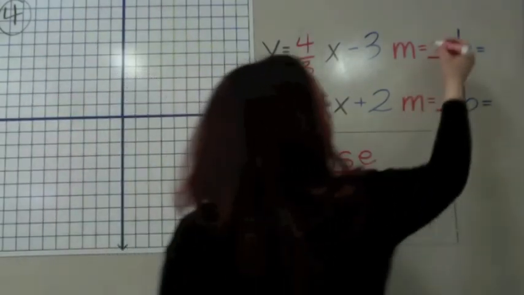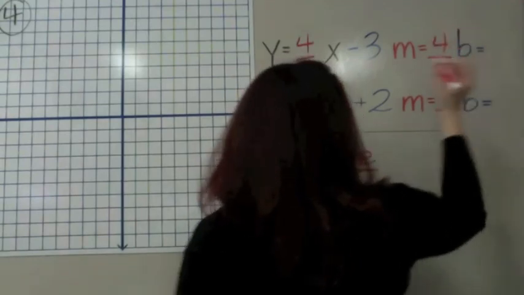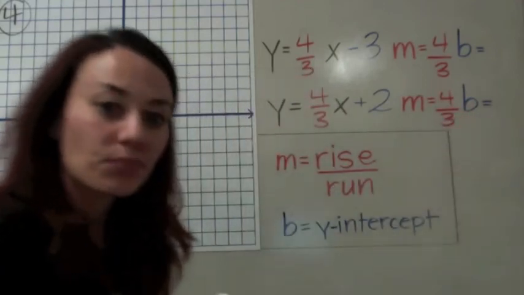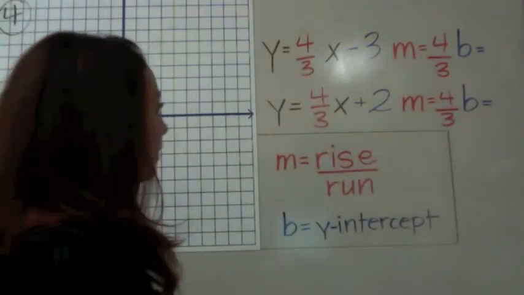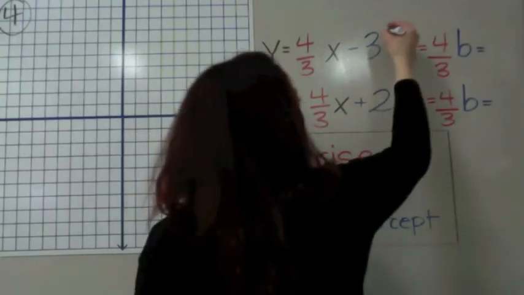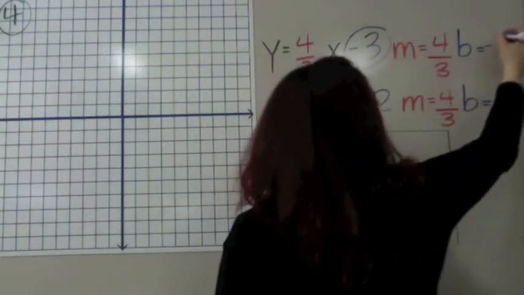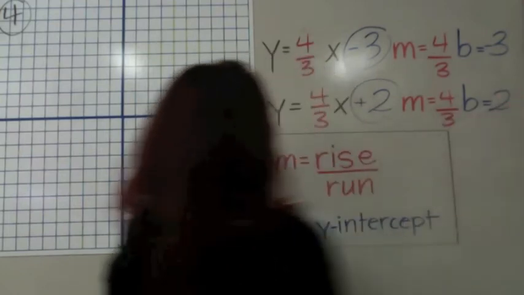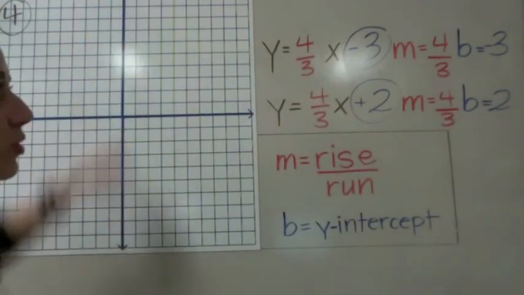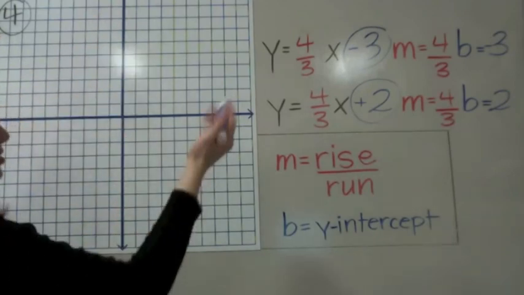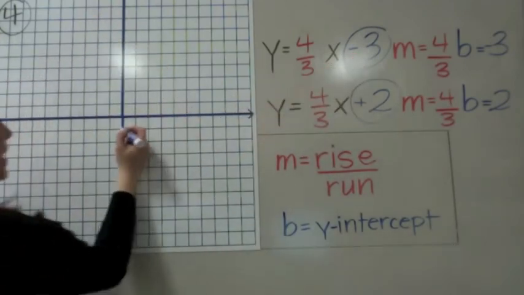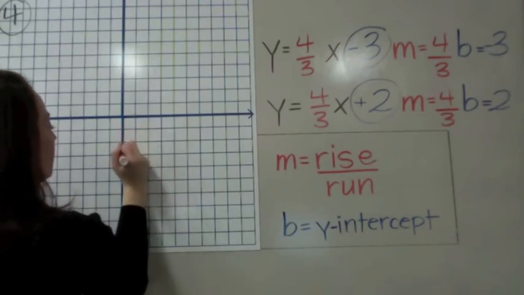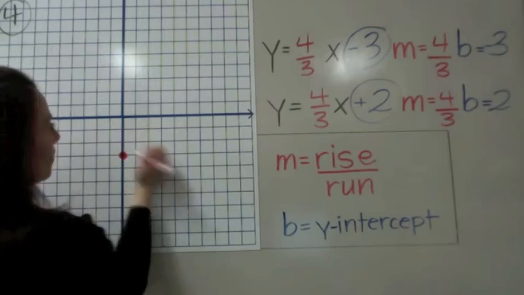M is what? 4 over 3, which means we're going to rise up 4 and go right 3 in both of these lines, 4 over 3. Okay? What's b? The y-intercept here is negative 3. The y-intercept in the second line is 2. So we're going to start on the y-axis. Which axis? Y. First, let's start with the first line. We're going to go down to negative 3. Okay? We're going to go down 1, 2, 3. Boom. That's the y-intercept of the first line.